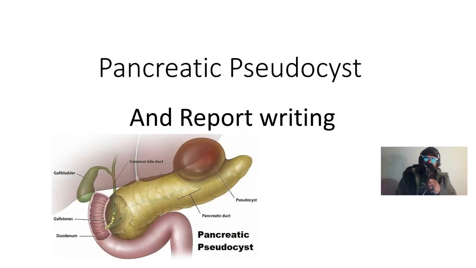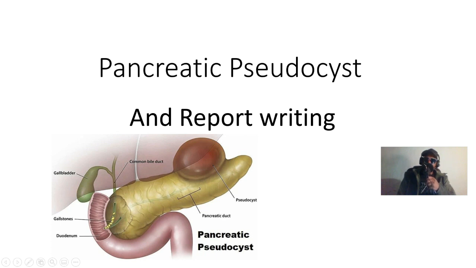What we have here is your pancreas. So a pseudocyst can develop anywhere. It can develop in the tail of the pancreas. It can develop in the head of the pancreas. It can develop in the body of the pancreas, just outside like this. So you can see it develops anywhere.